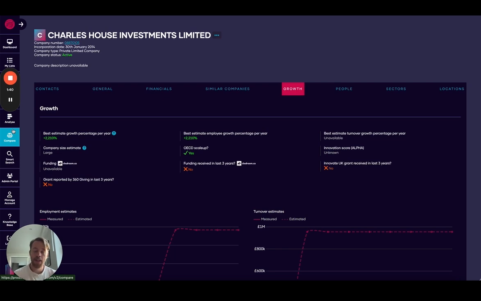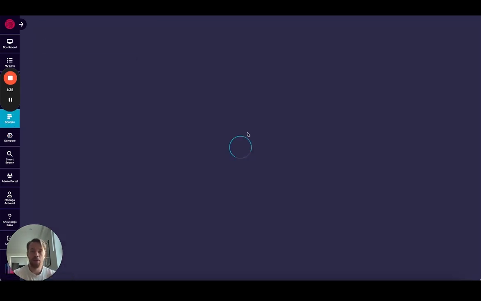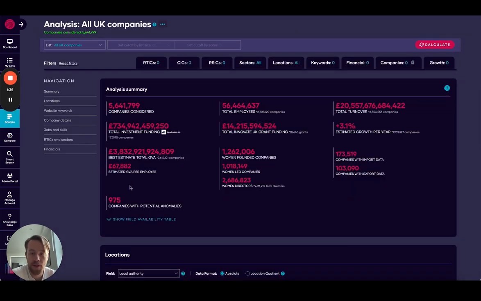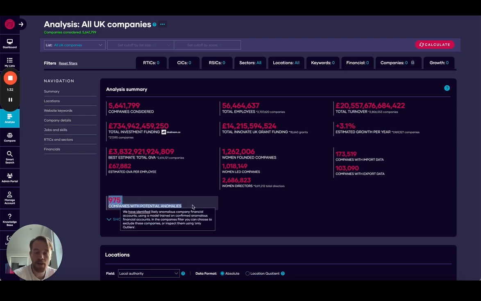The other thing worth mentioning is that this data is being updated over the next couple of months, and you might see some changes. I'll be adding in more examples of outliers. There's a model that's been trained. I've gone through Companies House and I've validated and marked accounts as anomalous or correct. And I'll be adding more examples in the next couple of months, so these numbers might change.